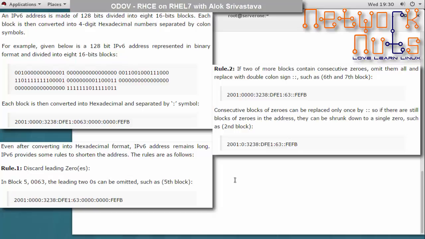0000. Then again I can remove this block also. So the second block can also be removed. So consecutive blocks can be replaced only once. So it can be done only once. If there are still more zeros, I can remove 2 blocks having zeros only once. I cannot remove the second block entirely, so I had to replace it with a single zero. So now this is the IP address, 2001:0, because I cannot remove it entirely as I had already removed the 2 blocks.